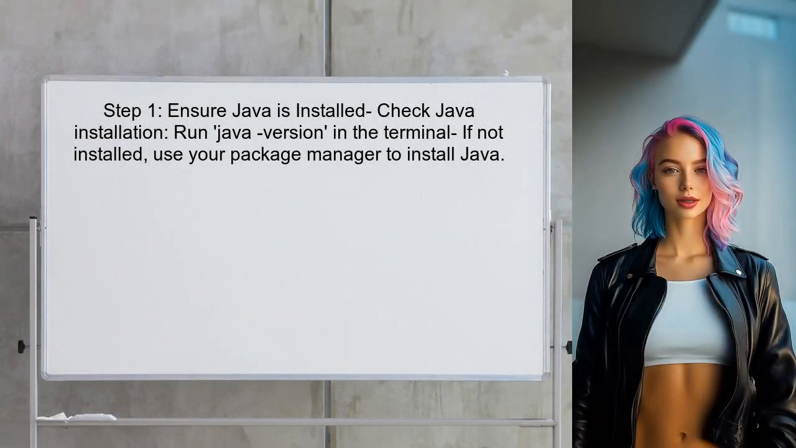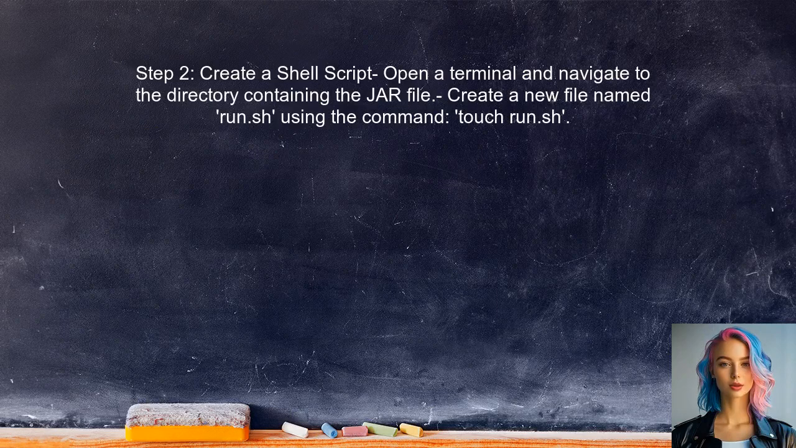a breeze. To convert a jar file to a Linux executable, the user should start by ensuring that they have Java installed on their Linux system. This is essential for running jar files. Next, the user needs to create a shell script that will execute the jar file. This script will serve as the Linux executable.